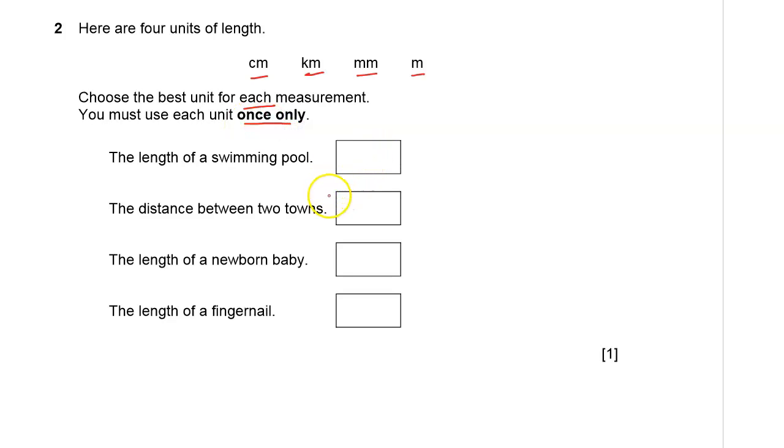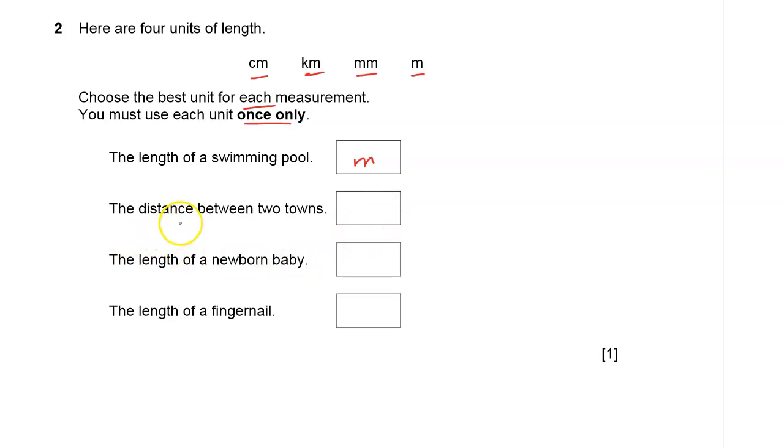Now, the length of a swimming pool. The length of a swimming pool is usually given in meters. Of course, you cannot give the length of a swimming pool in centimeters. Centimeters and millimeters are small measurements when you compare them to the length of a swimming pool. The standard swimming pools are usually 25 meters or 50 meters.